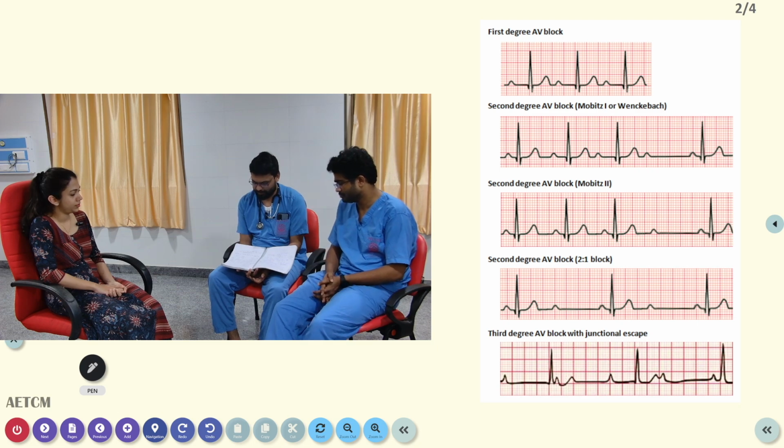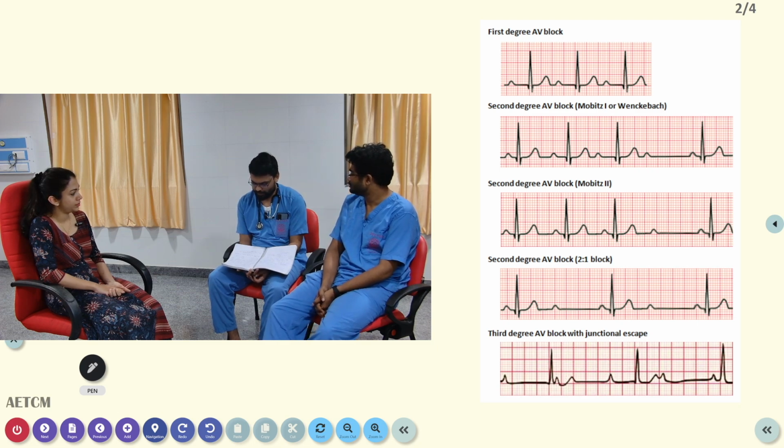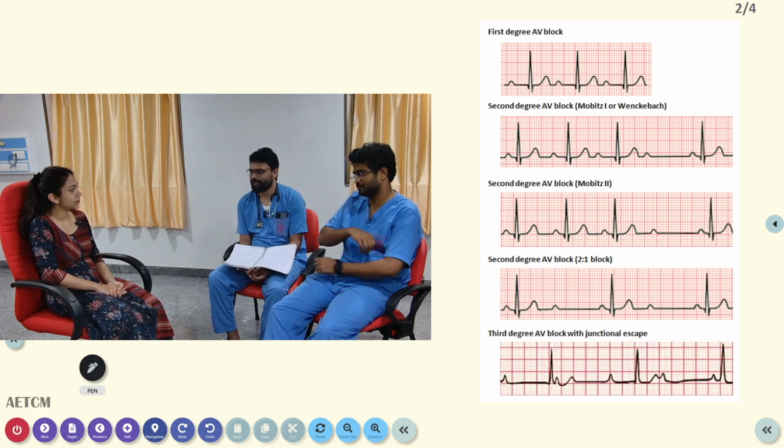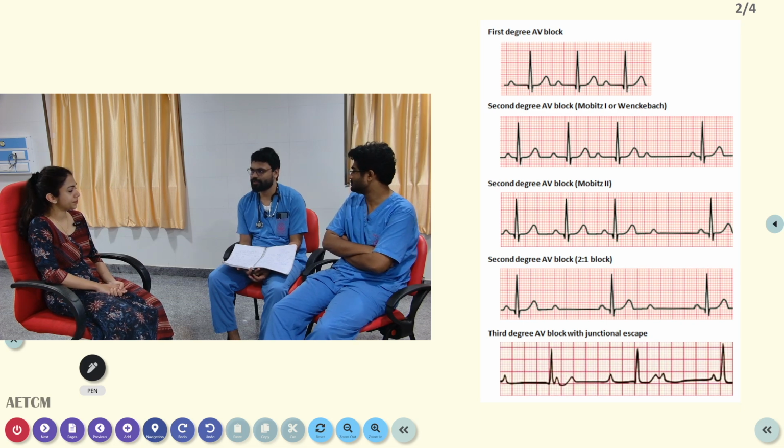On CVS examination, JVP was not elevated. S1 and S2 were present and no murmurs. Other systems were also within normal limits. So we just monitored and observed the patient, and we got a cardiology opinion, and the patient was shifted to CCU, and right now is planned for permanent pacemaker implantation.